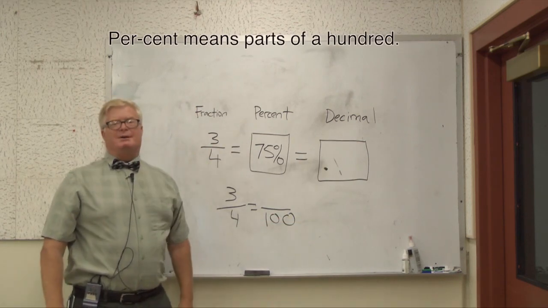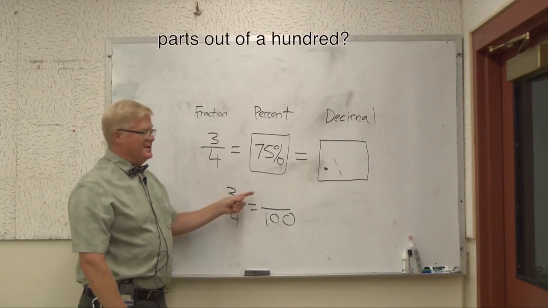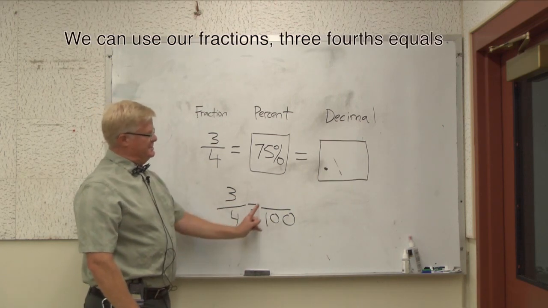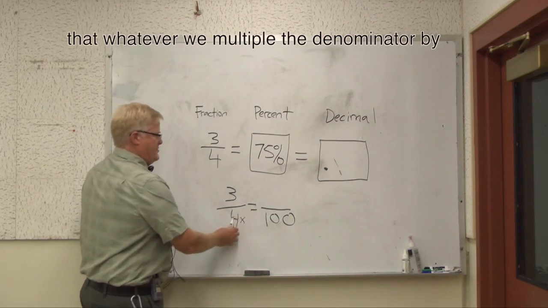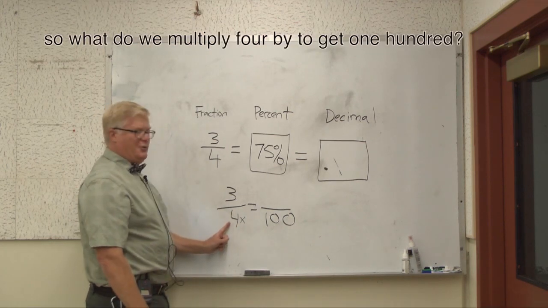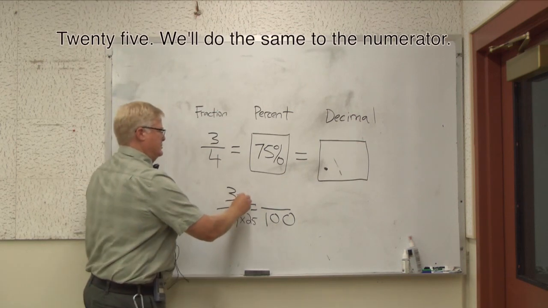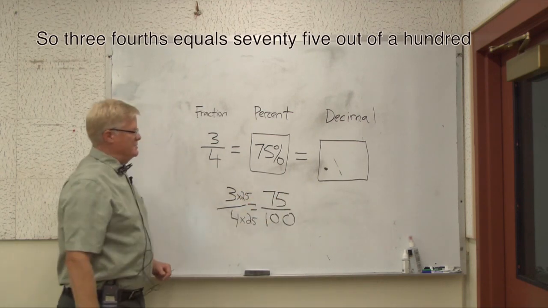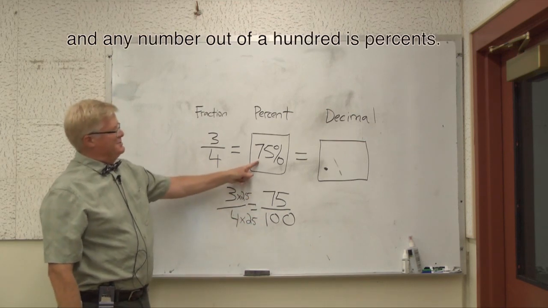Percent means parts of 100. So 3 out of 4 is equal to how many parts out of 100? We can use our fractions. 3/4 equals how many hundredths? Well, we've learned earlier that whatever we multiply the denominator by, we're going to multiply the numerator by. So what do we multiply 4 by to get 100? 25. We'll do the same to the numerator. So 3/4 equals 75 out of 100, and any number out of 100 is percents.